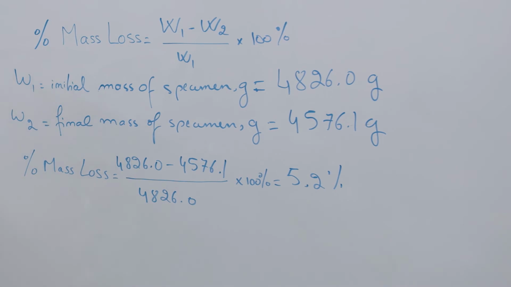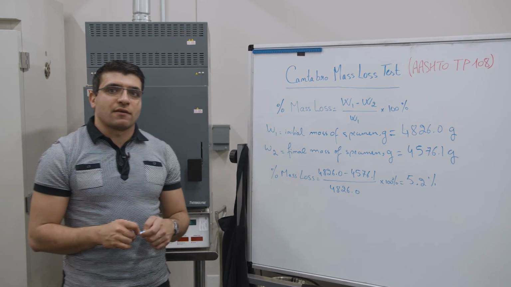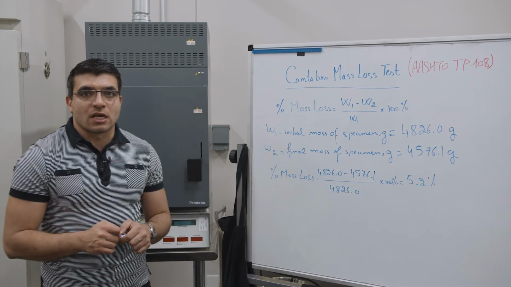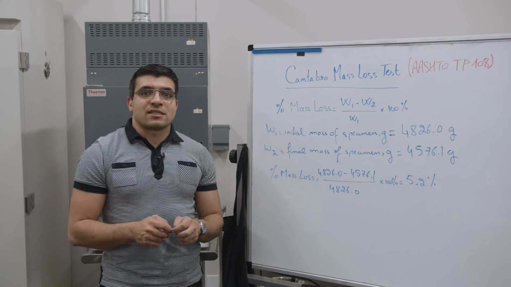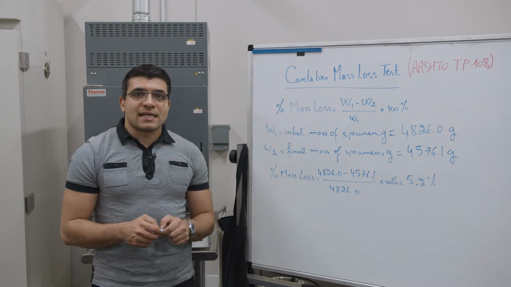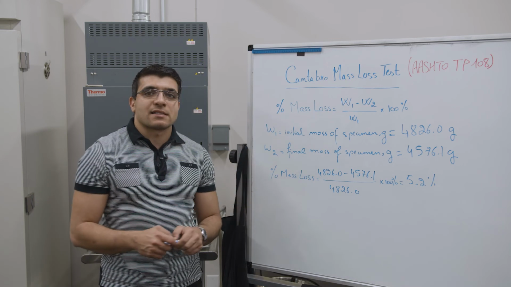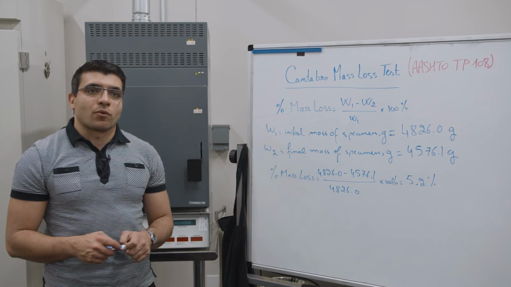The Cantabro mass loss test is one of 3 required tests as part of the balanced mix design for the Virginia Department of Transportation. It's usually used to assess the durability of the asphalt mixtures. A mixture will pass the criterion for the Cantabro mass loss test if it exhibits a mass loss lower than or equal to 7.5%.